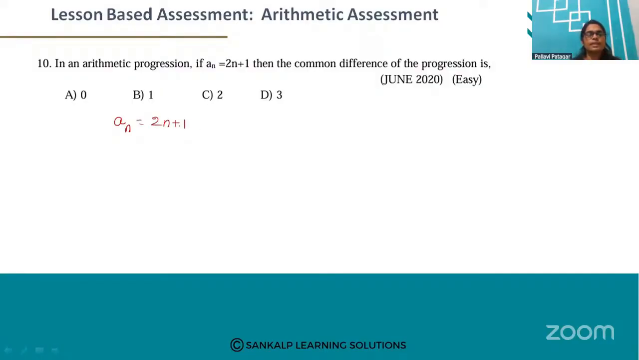So to find the first term, a1, substitute n is equal to 1. So a1 is equal to 2 into 1 plus 1. So ಏನಾಗುತ್ತೆ 2 plus 1 is equal to 3 ಆಗುತ್ತೆ.